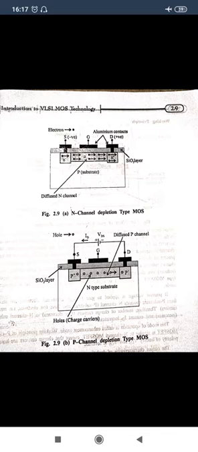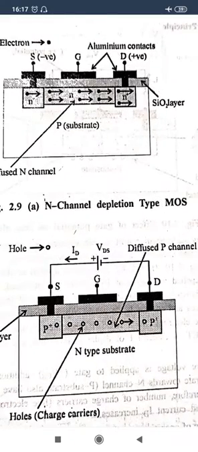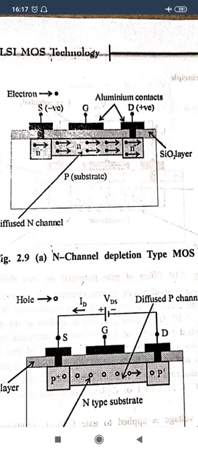So in this case I will explain the N channel depletion type of MOSFET and the P channel depletion type of MOSFET. In the N channel MOSFET, the drain and source are heavily doped N type materials, and the channel exists where the majority carriers are electrons. And the gate is basically the aluminum contact.